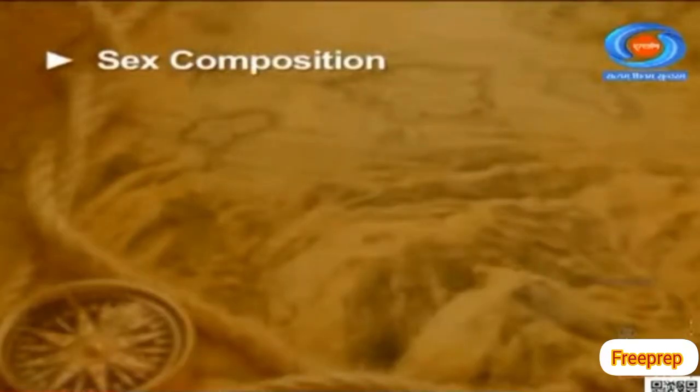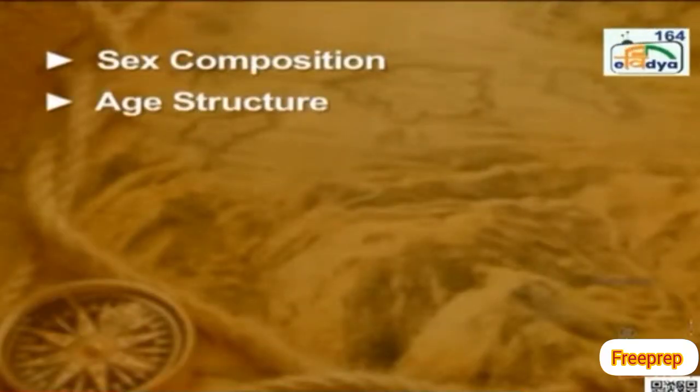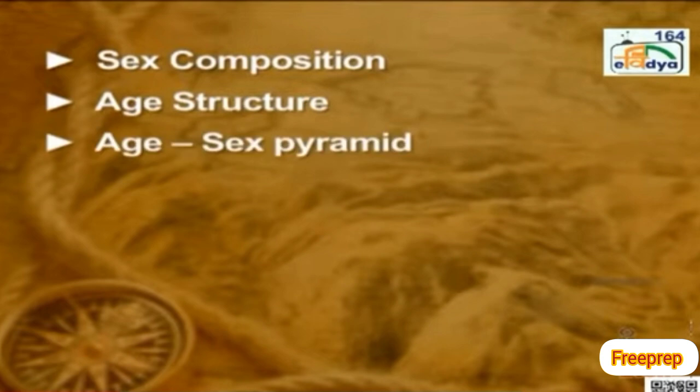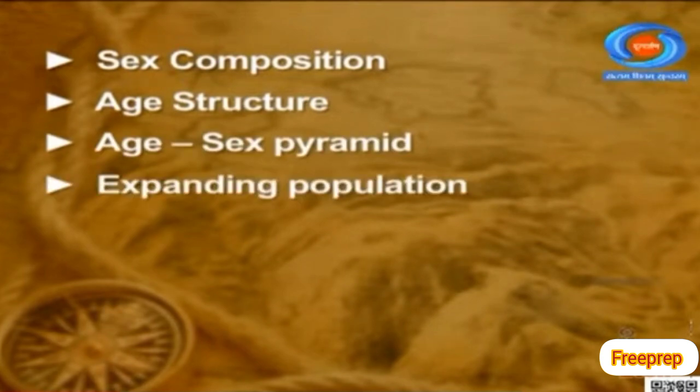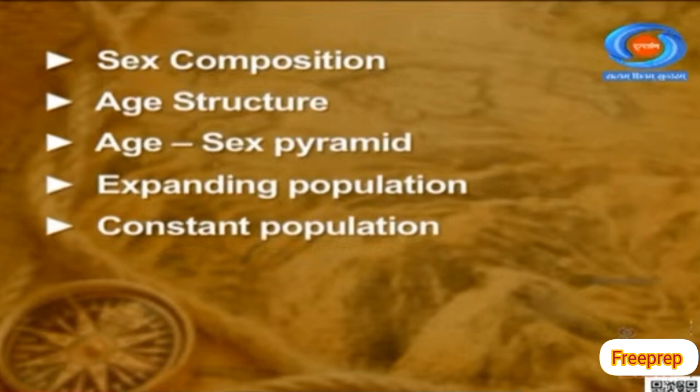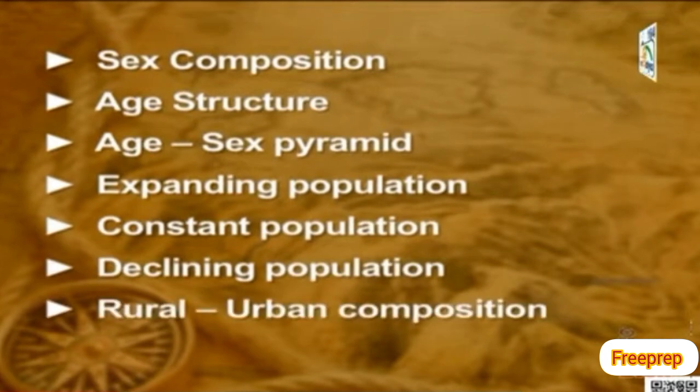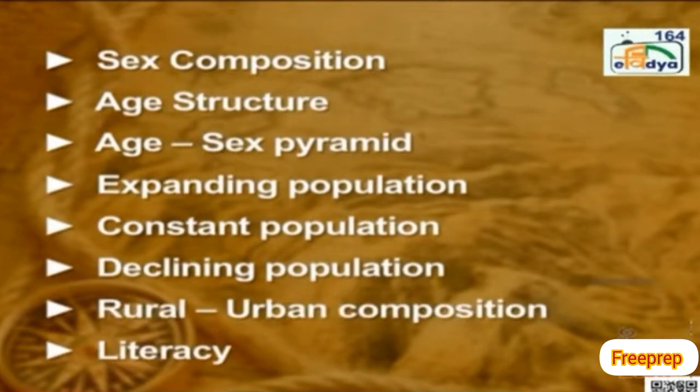Let us wrap up and revise the topics that we have learned in this lecture. We have learned about sex composition, age structure, age and sex pyramid, expanding population, constant population, declining population, rural and urban composition, literacy and occupational structure.